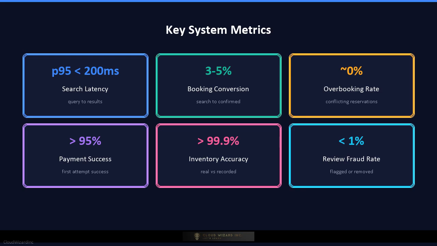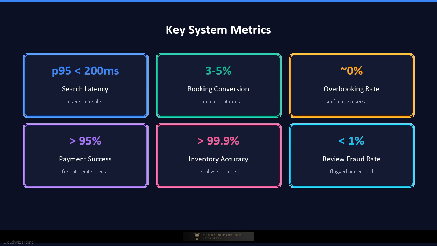The key metrics to memorize cold. Search latency, the time from query to result, with a target under 200 milliseconds for the P95. Booking conversion rate, the percentage of searches that turn into confirmed bookings. Overbooking rate, the fraction of bookings that conflict with another booking, which should be extremely close to zero.